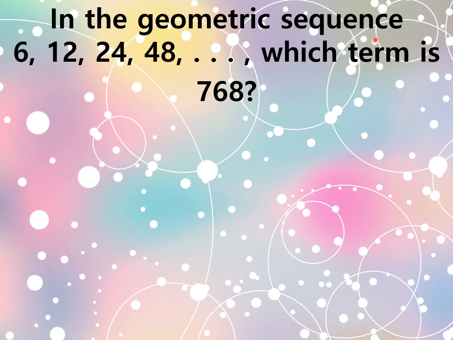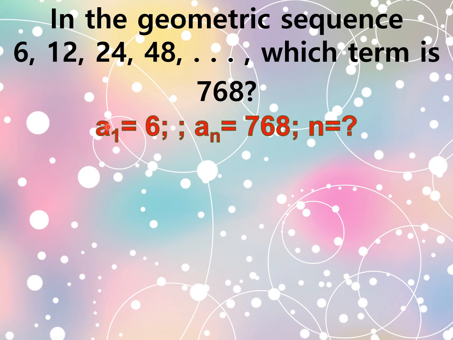So, ibig sabihin, yung term number ang nawawala. Hindi natin alam kung pang ilang term ang 768. So, sa madaling sabi, may given tayo na a sub 1 na 6, a sub n na 768 dahil siya yung last term, pero hindi natin alam kung pang ilang term siya. So, ang nawawala this time ay n.